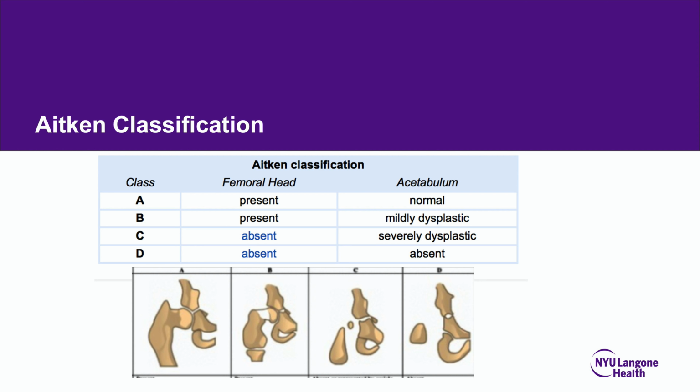Although there are many classification systems, the one used most often is the Aitken classification, using A through D. The most important parts are whether or not the femoral head is present or absent, and the morphology of the acetabulum. If you do not have a stable hip, you will not be able to appropriately lengthen that leg.